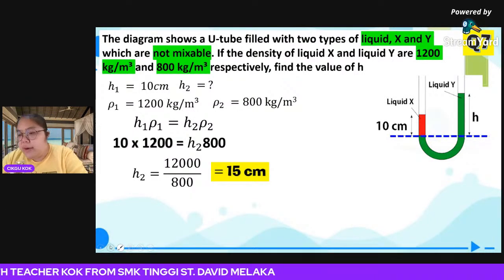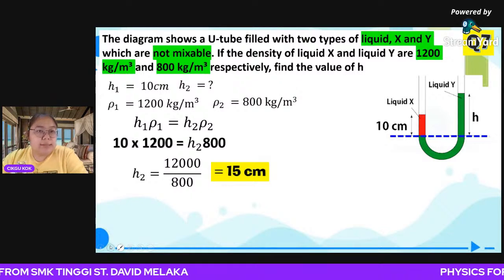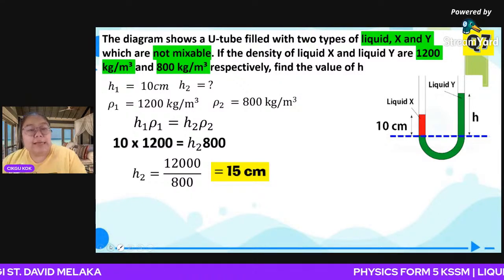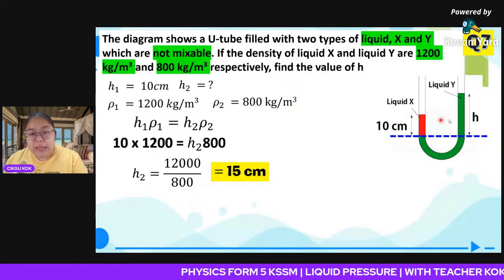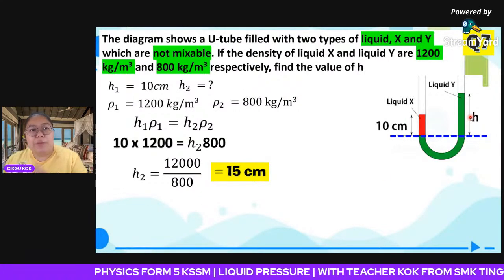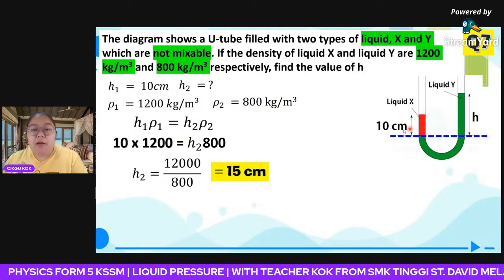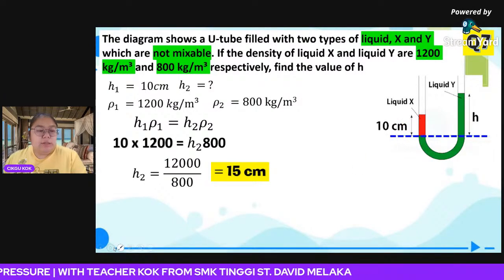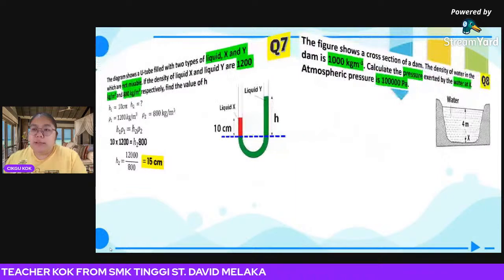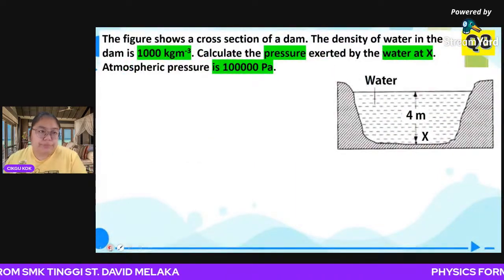Okay, correct. Conclude, all the students answered it. 15 cm. When you see the diagram, sure it's more than 10, but we need to know how much. If you get the answer 9 cm, that means you got it wrong already. Sure you are wrong, because this one is already 10, how come you become 9? Okay, so we continue to question number 8.